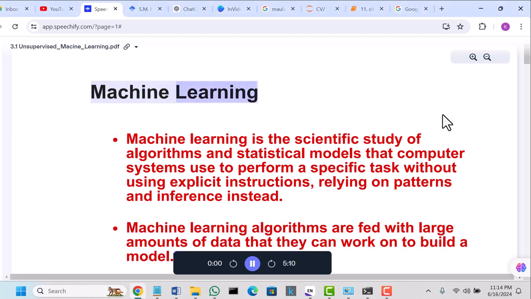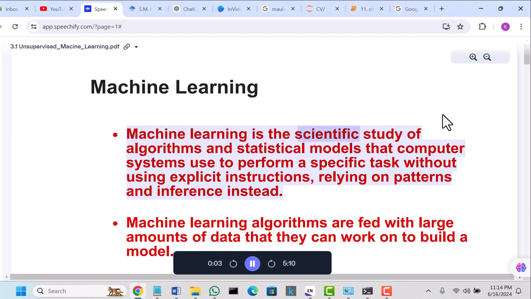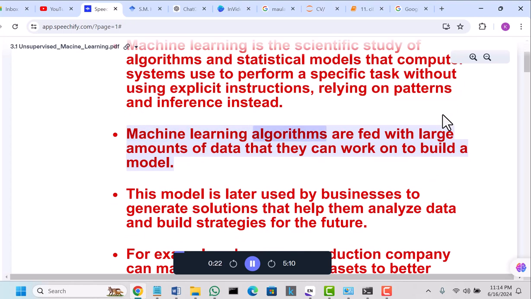Machine learning. Machine learning is the scientific study of algorithms and statistical models that computer systems use to perform a specific task without using explicit instructions, relying on patterns and inference instead. Machine learning algorithms are fed with large amounts of data that they can work on to build a model.